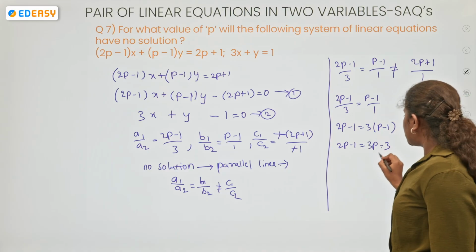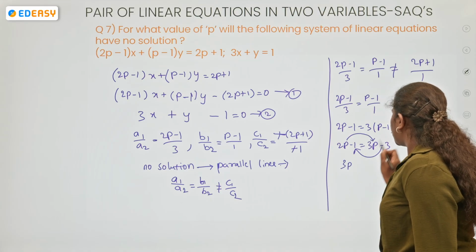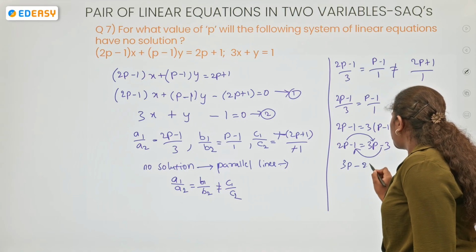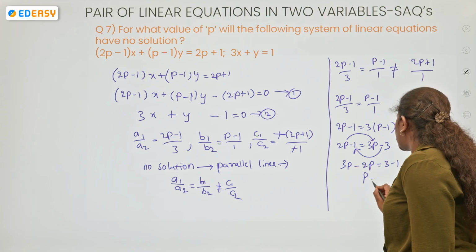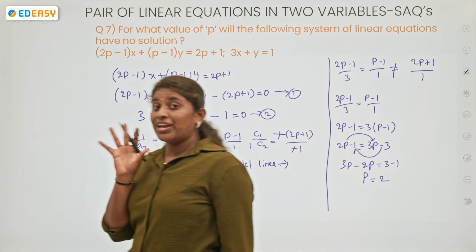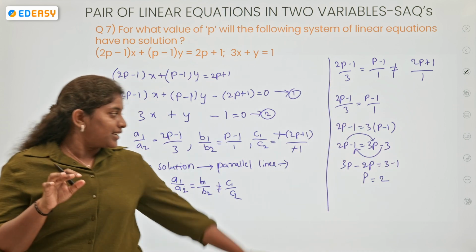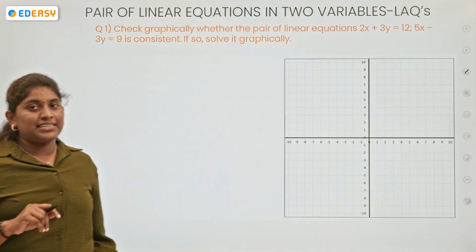Okay, take minus 3 to the other side. Now 3p and 2p to the other side. 3p minus 2p is equal to 3 minus 1. So p equals 3 minus 1, which is 2. Now what will be the value of p for which we are getting no solution? That is p equals 2. Okay, now let's see the next.